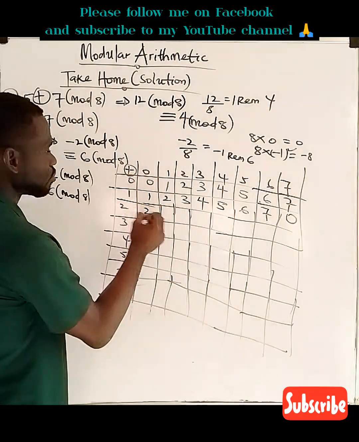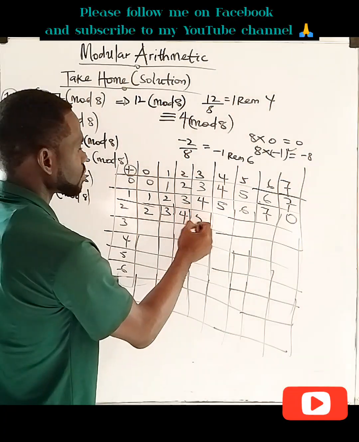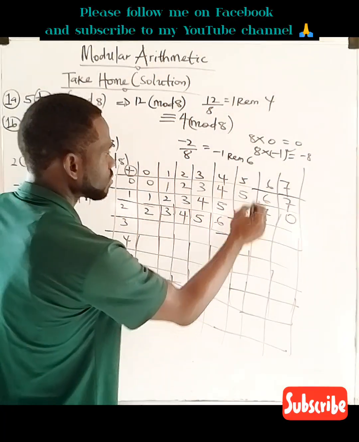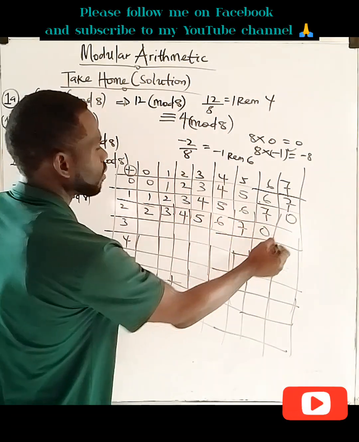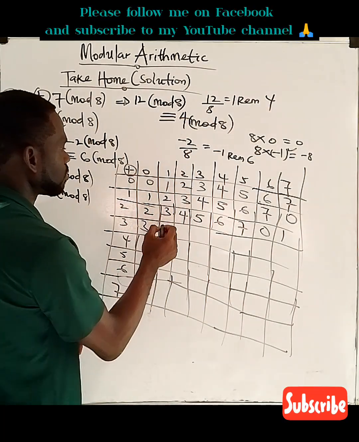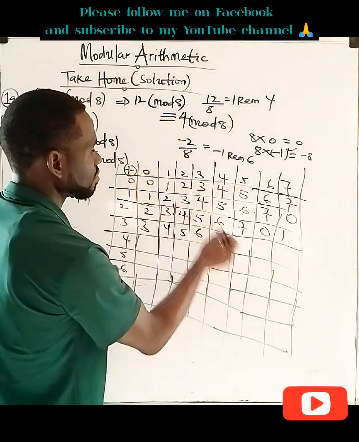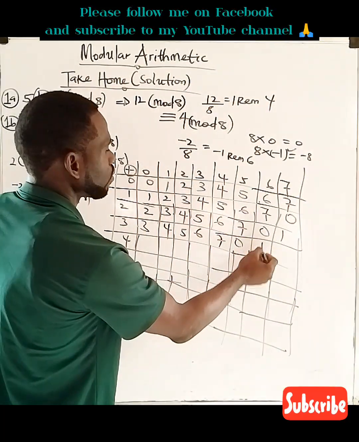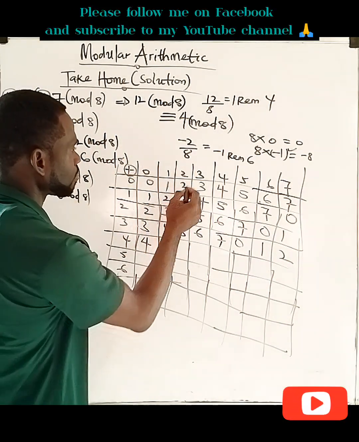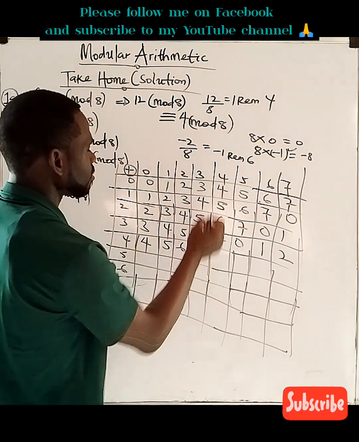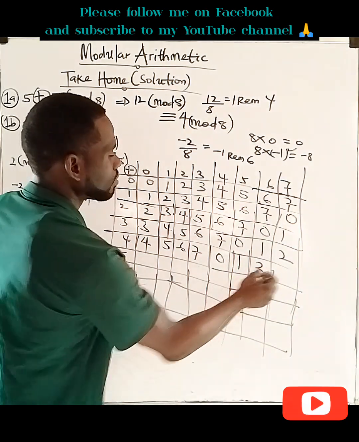Next, 2 plus 0 is 2, 2 plus 1 is 3, 2 plus 2 is 4, 2 plus 3 is 5, 2 plus 4 is 6, 2 plus 5 is 7, 2 plus 6 is 8, so we write 0. 2 plus 7 is 9, we write 1. Same thing, 3 plus 0 is 3, 3 plus 1 is 4, 3 plus 2 is 5, 3 plus 3 is 6, 3 plus 4 is 7, 3 plus 5 is 8, we write 0. 3 plus 6 is 9, we write 1, then here we write 2. 4 plus 0 is 4, 4 plus 1 is 5, 4 plus 2 is 6, 4 plus 3 is 7, 4 plus 4 is 8, write 0. Then write 1 here, 10, write 2, 4 plus 7 is 11, we write 3.